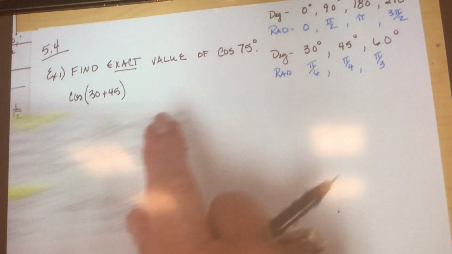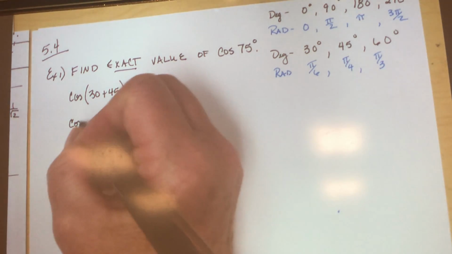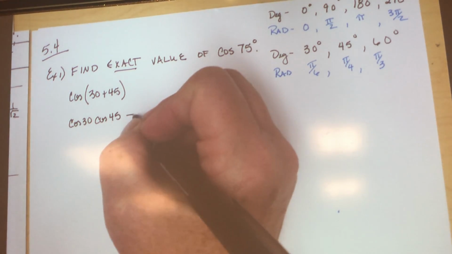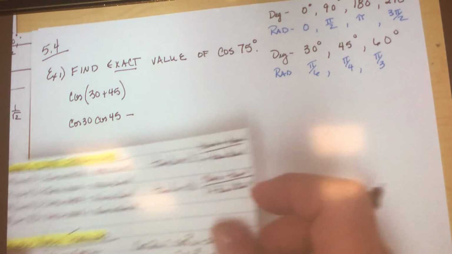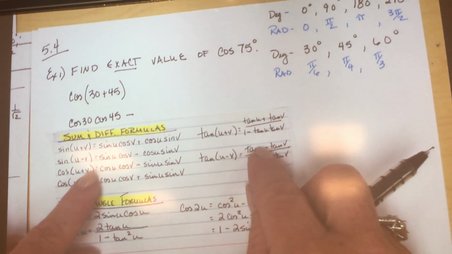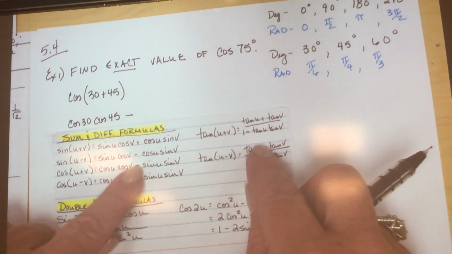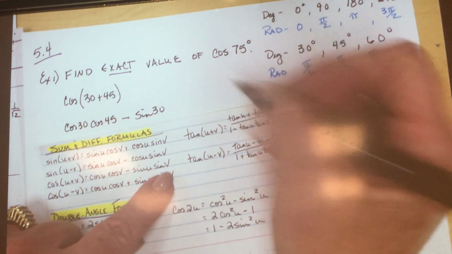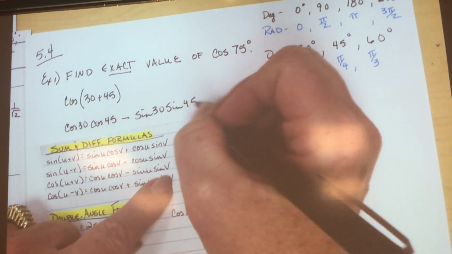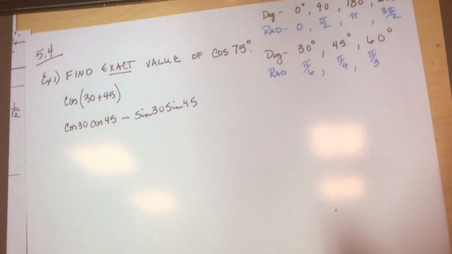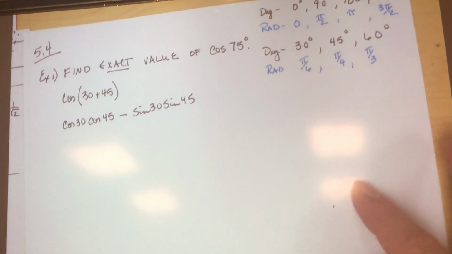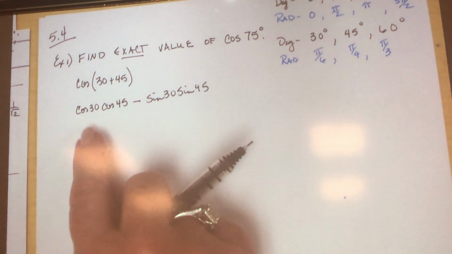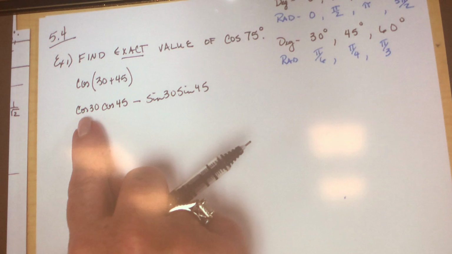So, cosine of what? 30. Cosine of 45. Minus. I'm following this formula card, guys. I don't know this. I'm following this card. Cosine of the first, cosine of the second, minus sine of the first, sine of 30, sine of the second, sine of 45. Okay, so now we've got to pull out those little memory skills. We're on the unit circle. Is everybody caught up? Cosine is the x, right?